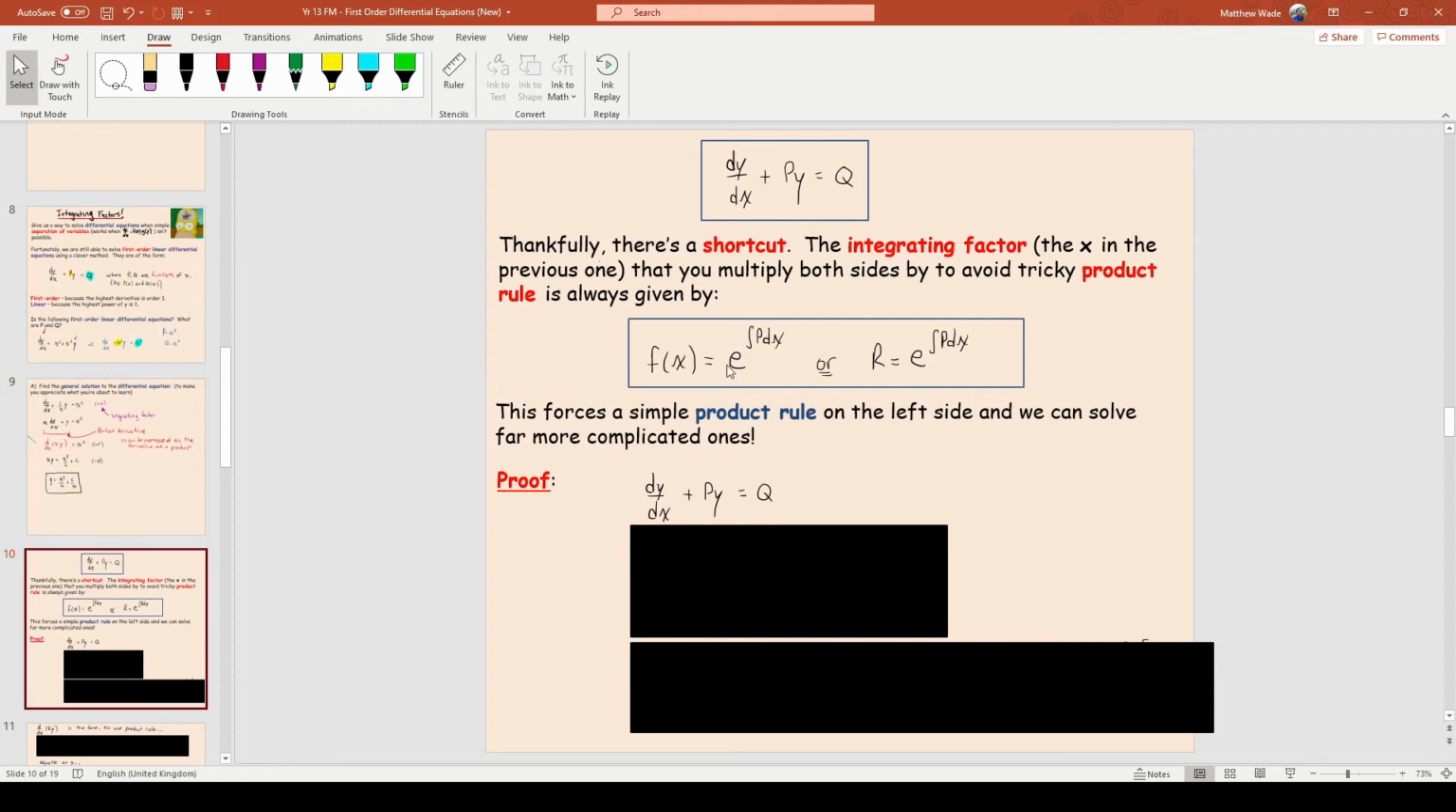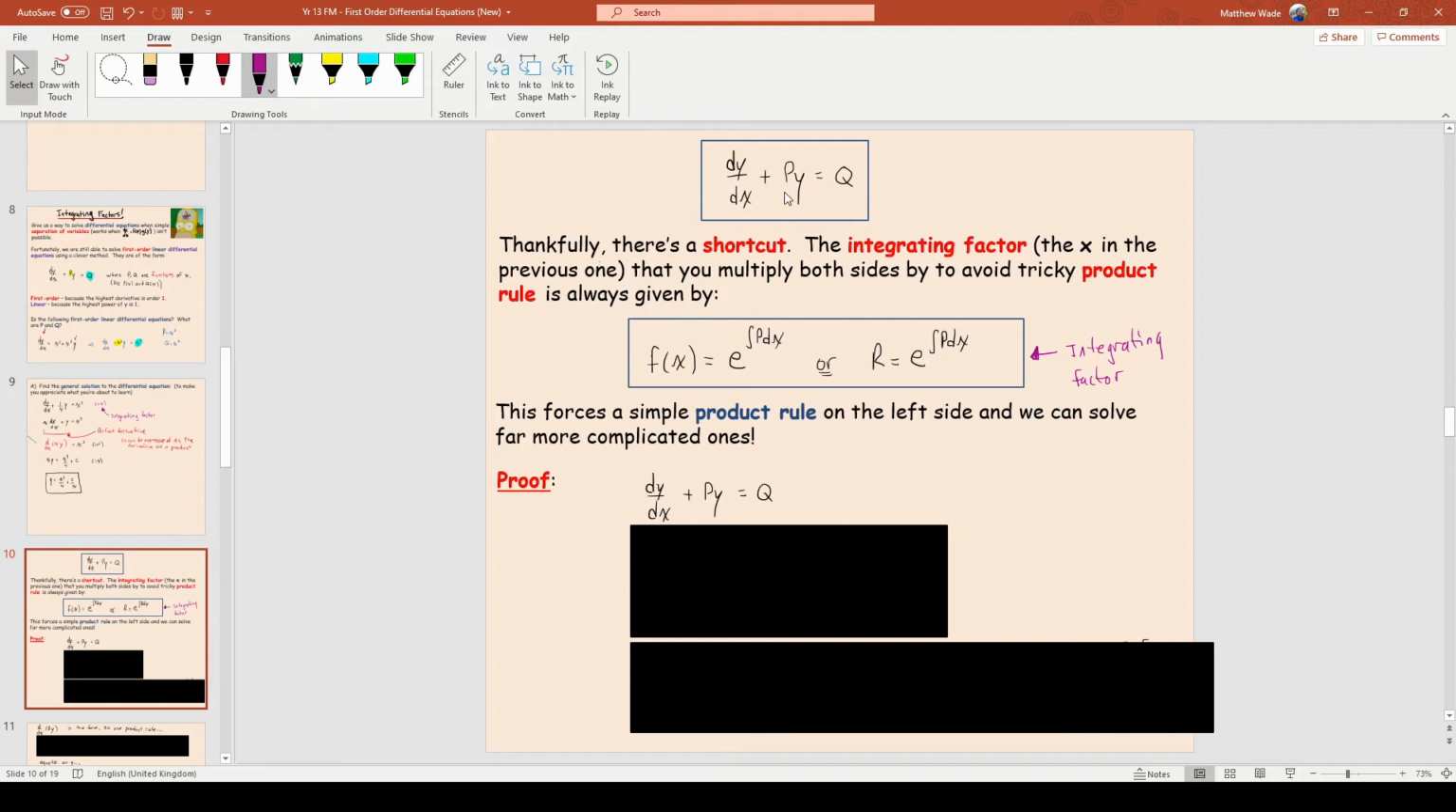Well, the thing you times by is actually this. The integrating factor is e to the power of the integral of p dx. Now, for our proof, I'm going to call it r, but usually you call it f of x, okay? This is the integrating factor. You should jot that in your book because, I know it looks hard, but this is going to be your best friend in the whole world, okay? These are the integrating factor.